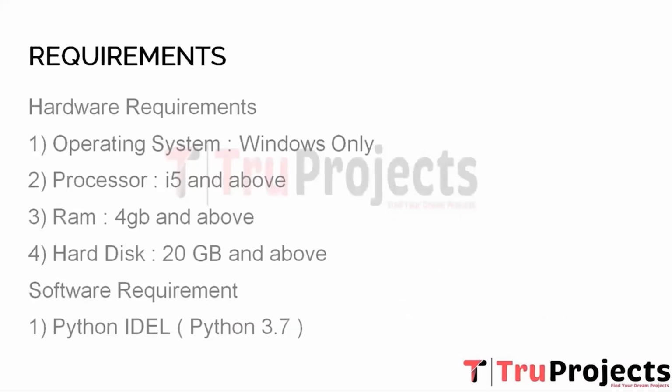Now coming to the requirements part, there are two types of requirements, that are hardware requirements and software requirements. In hardware requirements, first, operating system, that is Windows only, processor i5 and above, minimum 4 GB of RAM is required, hard disk 20 GB and above is required. Software requirement, that is Python IDLE 3.7 version is required.